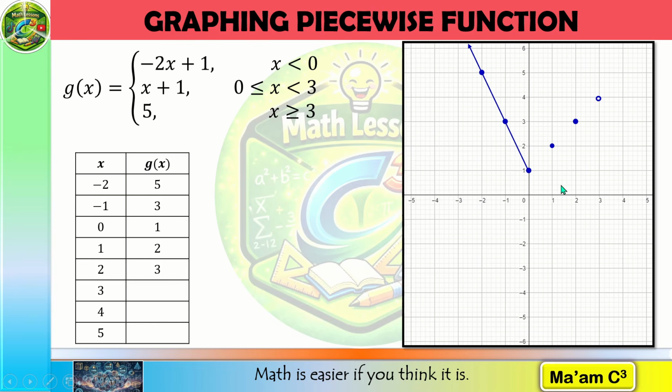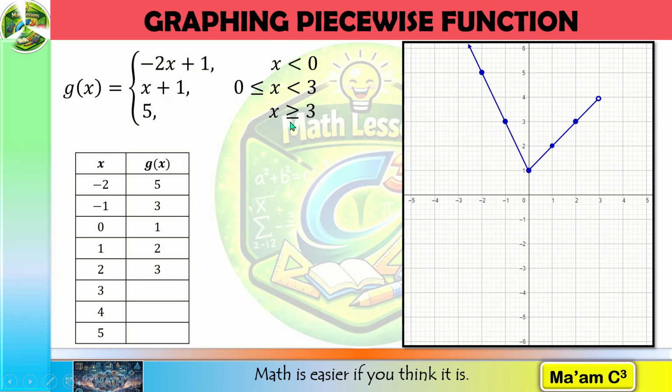Now let me connect these points. I cannot extend any further because it says here if x is less than 3, but greater than or equal to 0, I'll end up at 0. So this is the graph of g of x is equal to x plus 1 if x is less than 3 but greater than or equal to 0.